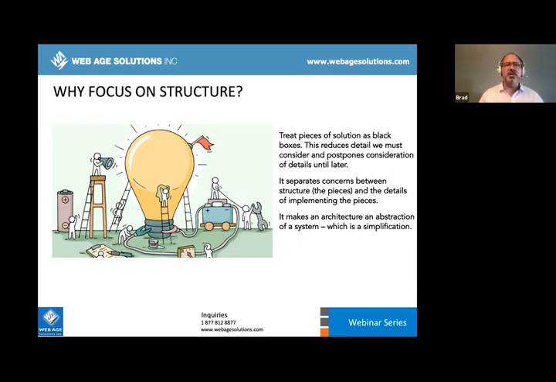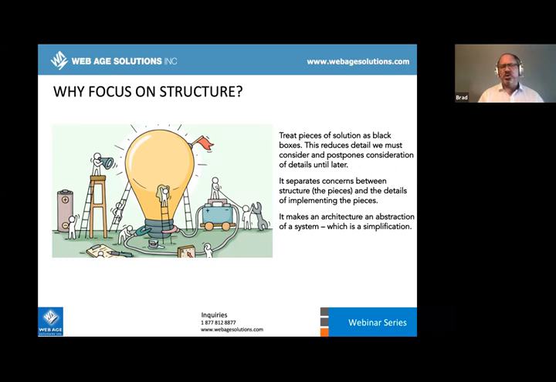Focusing on structure lets me think about what the big picture is. It lets me separate concerns between what the big picture is and the details of how you implement those pieces. It lets me treat the architecture of a solution as an abstraction, a simplification of the overall system. And that's an important idea because it lets me effectively manage complexity. I don't have to try and understand everything all at once. I can understand the bigger picture, and then I can open up the box and look inside and drill down a little bit and figure out the structure inside that box, over and over again.